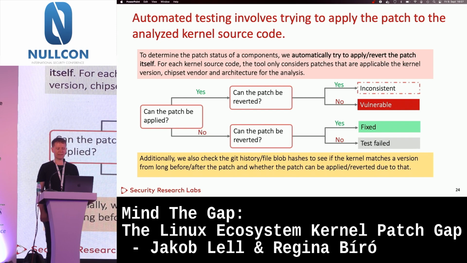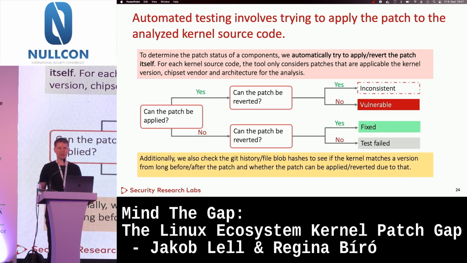But in most cases, we have a clear indication based on this test if a patch can be applied or reverted. And in some cases, we have a situation where the patch cannot be applied and it cannot be reverted. In that case, we use a second analysis step. We look at the Git history of the files being patched, and we use the Git blob hash, basically a hash of the file we are testing, and see if we find it anywhere in the Git history before or after the patch.